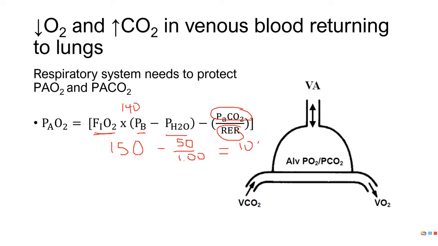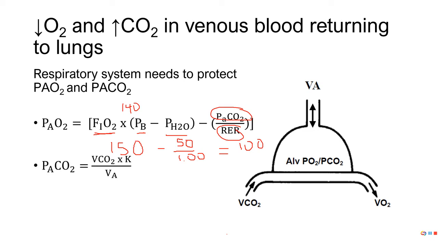Now we can mess with these numbers and we can change things, but ultimately what's really interesting is that as we produce more carbon dioxide, we compensate for that. We're able to maintain alveolar oxygen. All right, now let's do the same thing.